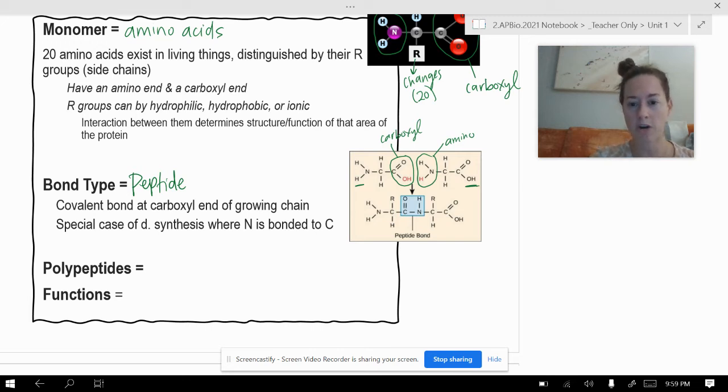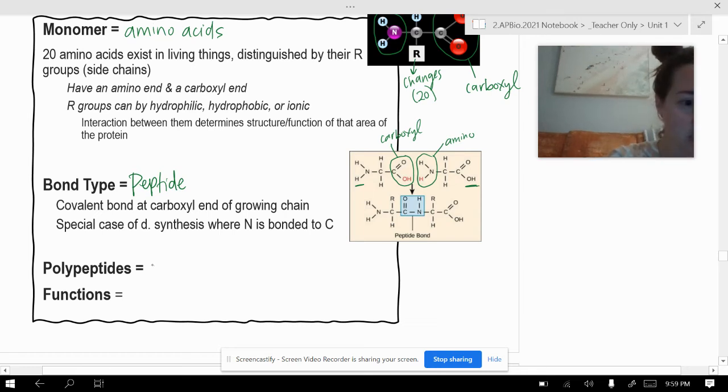In the middle are the R groups. In this situation, they just made both of them be hydrogen. This is a situation where dehydration synthesis leads to a nitrogen being bonded to a carbon. So the carbon of the carboxyl group of amino acid number 1 is going to be bonded to the amino group of amino acid number 2. When this happens, you create a chain that's called a polypeptide. So this is a chain of amino acids.